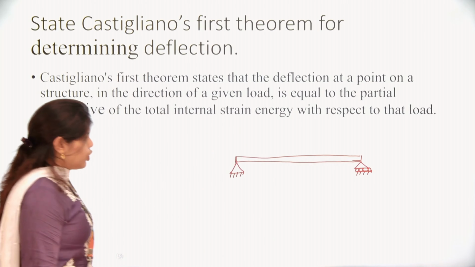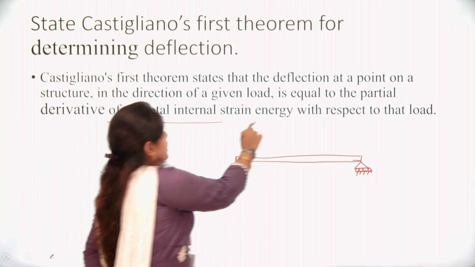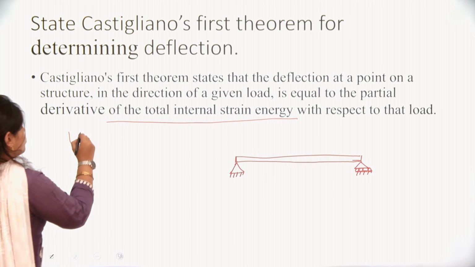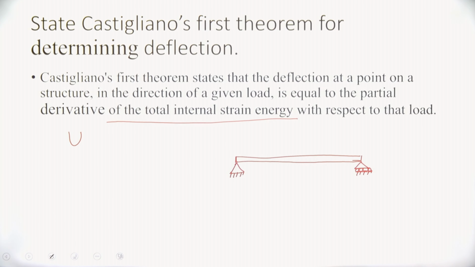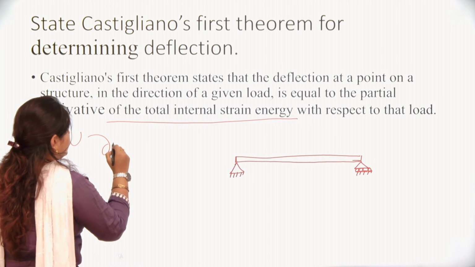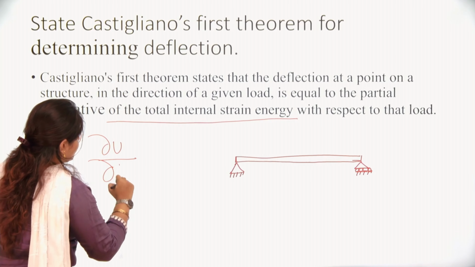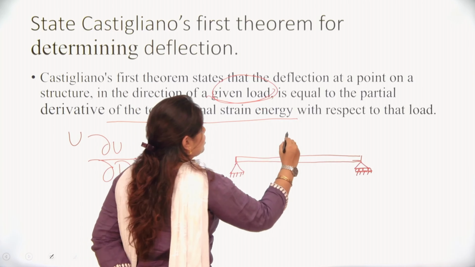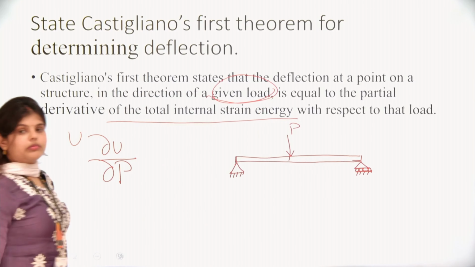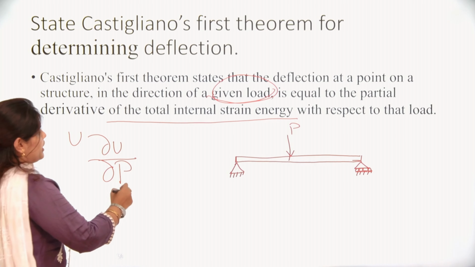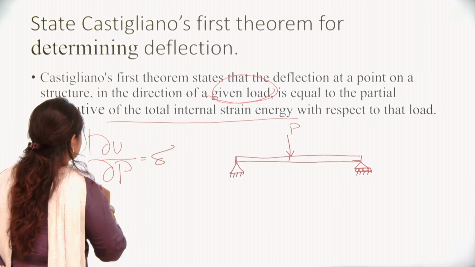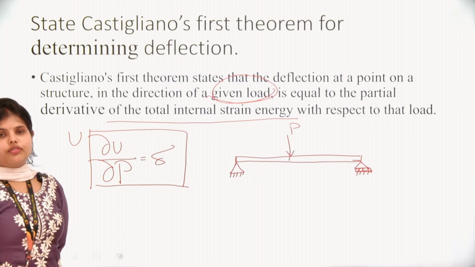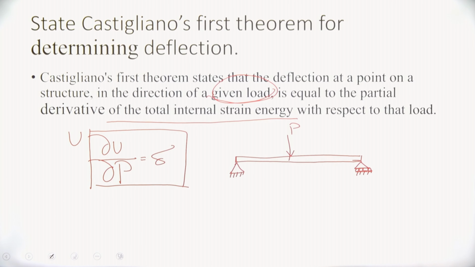So, the total internal strain energy we need to find out. Let U be the total internal strain energy. So, the formula will be del U upon del P, upon the given load. Let the load be P. So, del U upon del P will be your deflection. You just need to give the definition and write the formula. You will get 2 marks from this question.